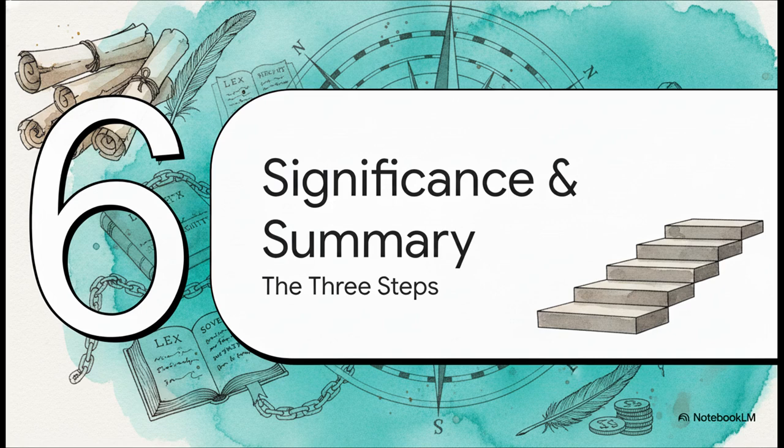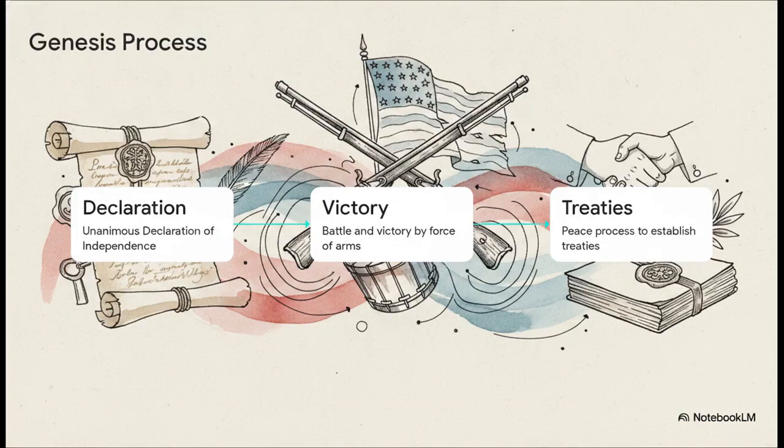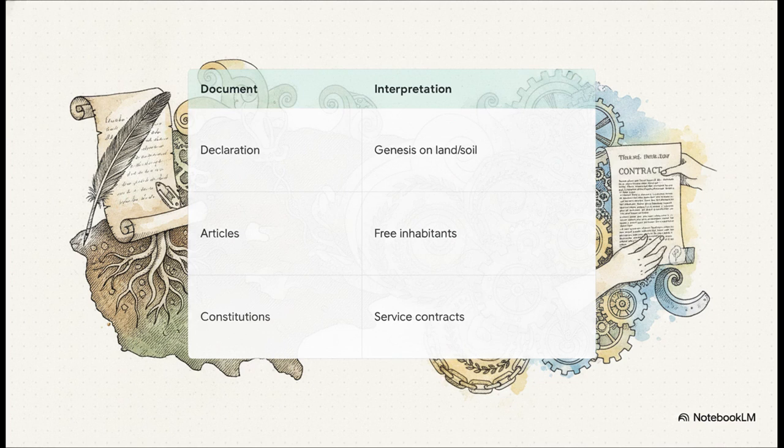Finally, Part 6, Significance and Summary. Let's tie it all together. So the texts outline a very strict three-step genesis of the nation. Step 1, the unanimous Declaration of Independence. Step 2, victory by force of arms. And Step 3, the peace process to establish treaties. The absolute key takeaway here is that this entire three-step process completely predates and operates entirely independently from the later federal constitutions.